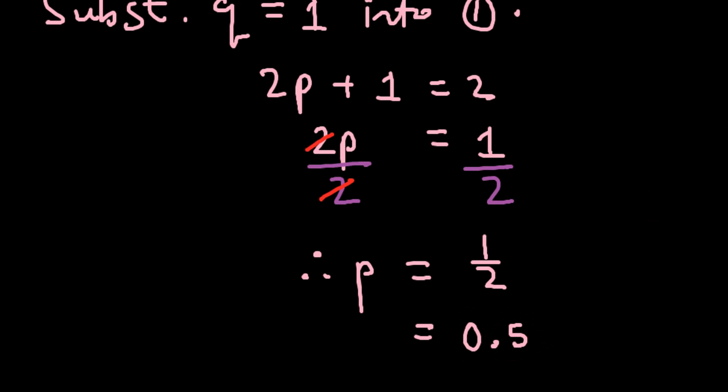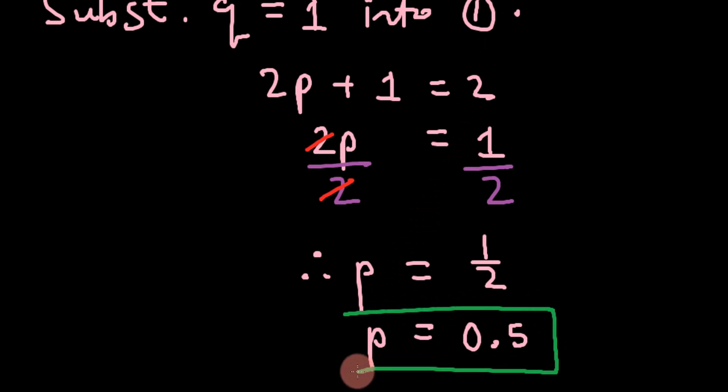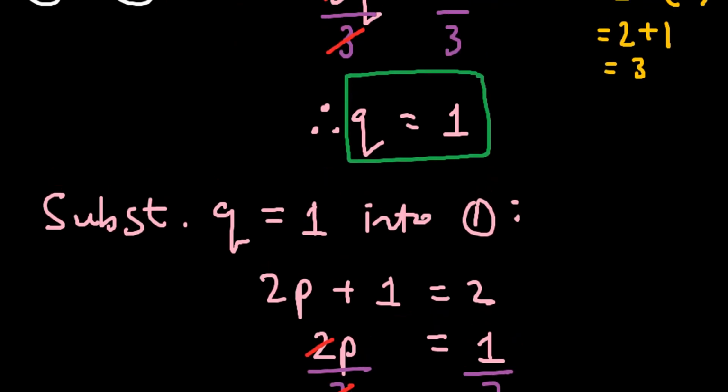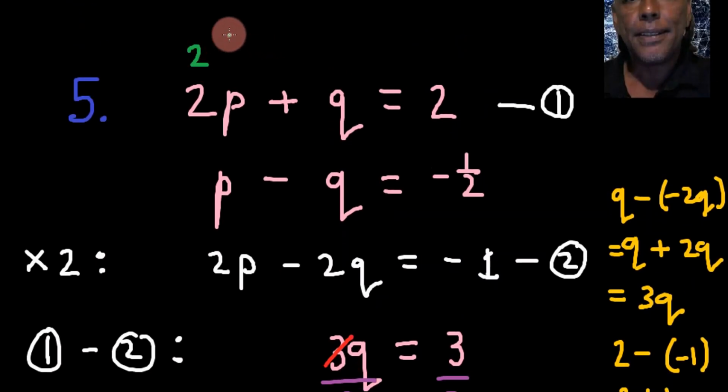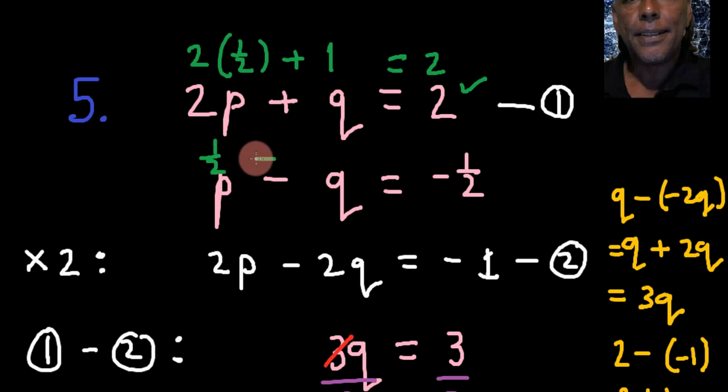We can check our answers. We've got both p and q now. So p is a half, or 0.5, and q is 1. So plugging it back into equation 1, 2 times a half is 1, plus 1 is 2. So we do get a 2 here. Then plugging it into the second equation, a half minus q. So a half minus 1 is negative a half, and we also get the second equation.